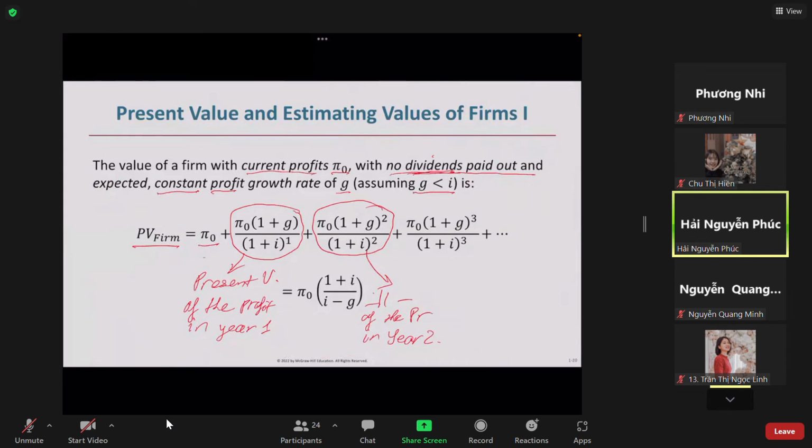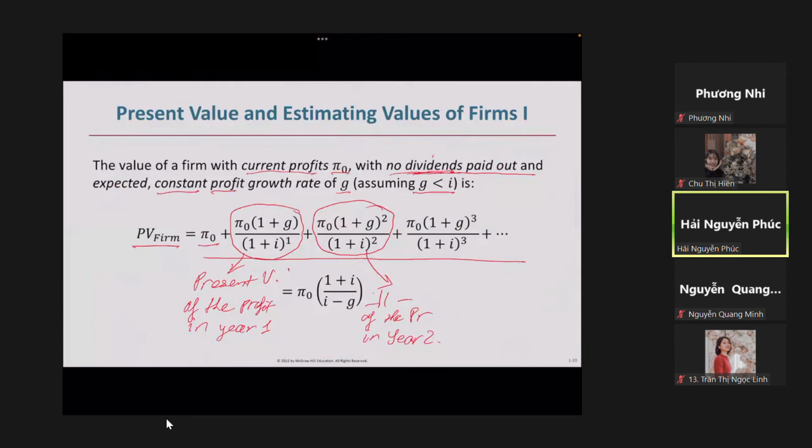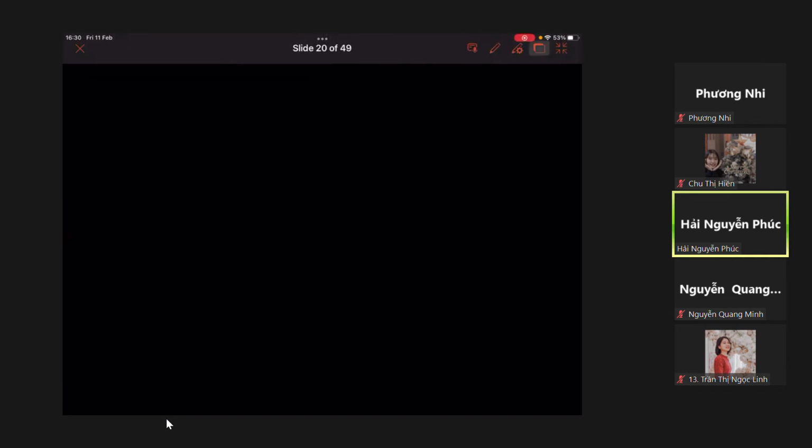And using this assumption, we finally will have this formula. The present value of the firms will be equal to pi 0 multiplied by (1 plus I) divided by (I minus G). Why do we have this one? Pretty simple. For the one who do not know about this, we have the infinite geometric series, right? And we have the following rule: 1 plus x plus x squared, and so on to infinity, is equal to 1 divided by 1 minus x.